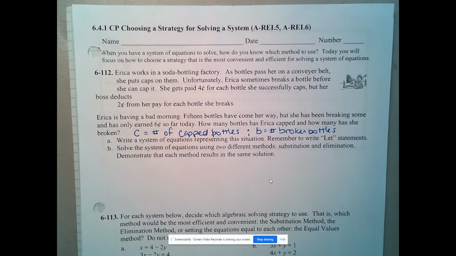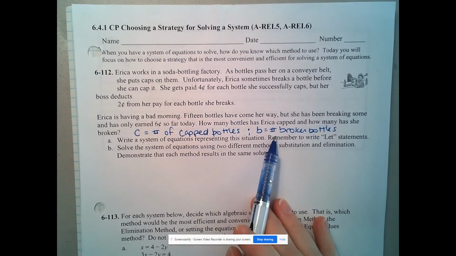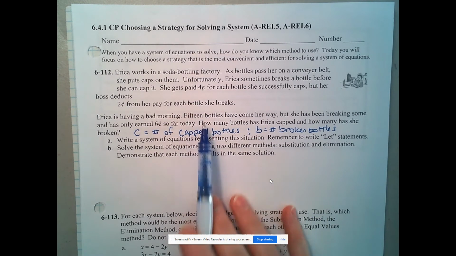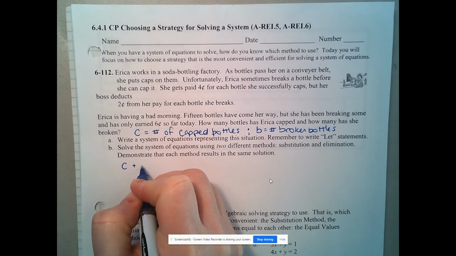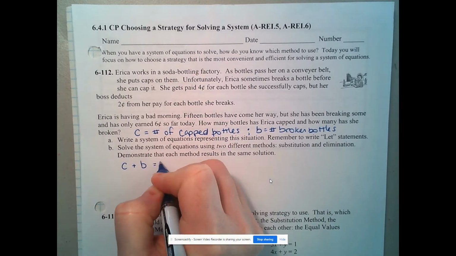So I can hear by reading that there are capped bottles and there's broken bottles. So I've defined my variables that way. And I also hear that there's an equation that has to do with money, and there's also going to be an equation that has to do with the number of bottles. And so I'm going to start with the fact that there are 15 bottles. So the capped bottles plus the broken bottles has to add up to 15.